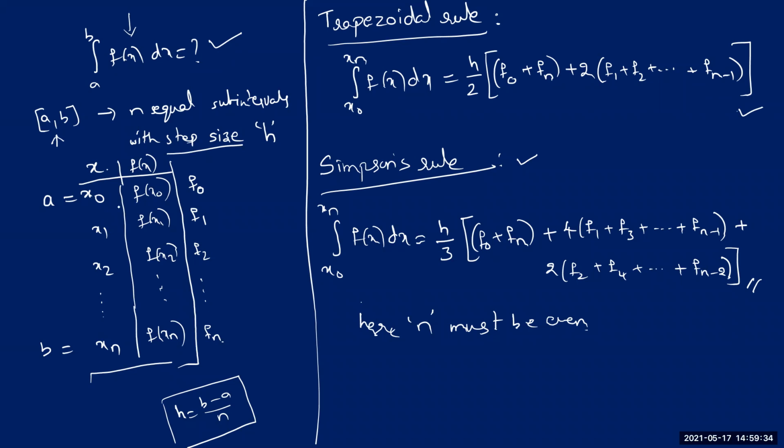Now see, I'm just naming them. If you calculate the function value at x0, I'm just writing it as f0. Then function value at x1, I'm writing it as f1. Then function value at x2 is f2 and so on. Right? fn represents function value at xn. Now using this numerical data, we are going to evaluate the definite integral.